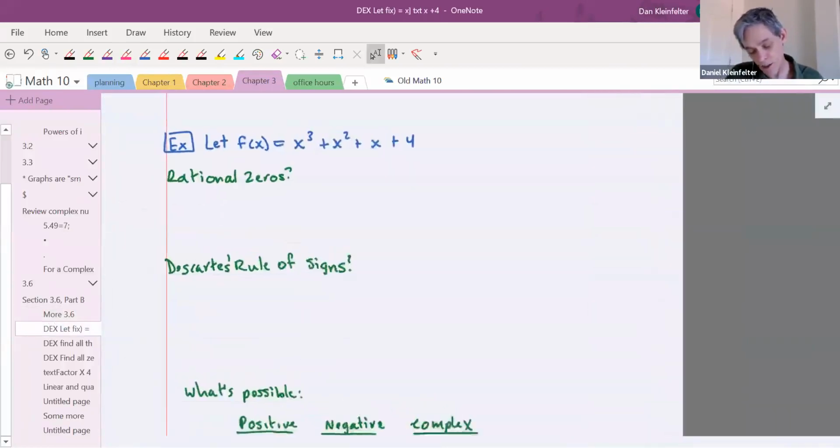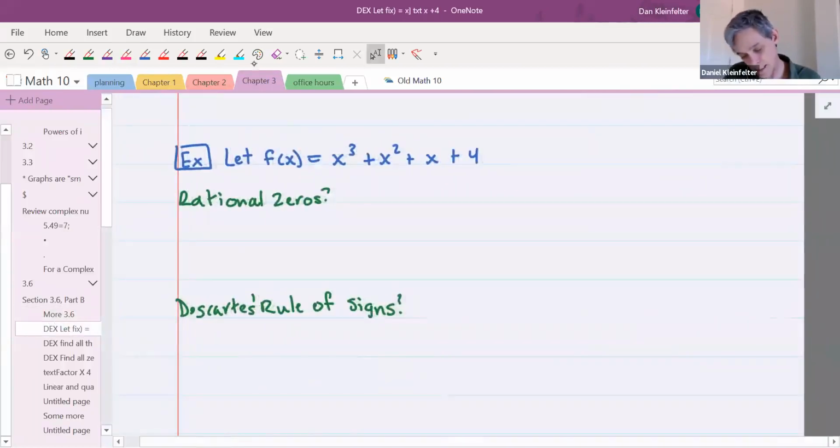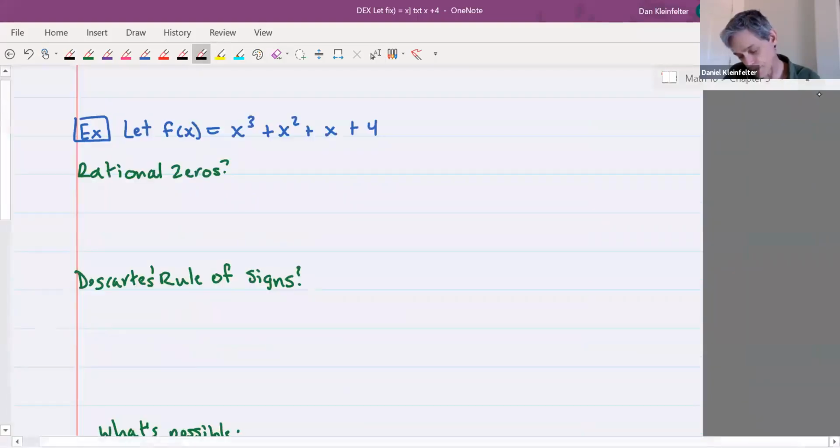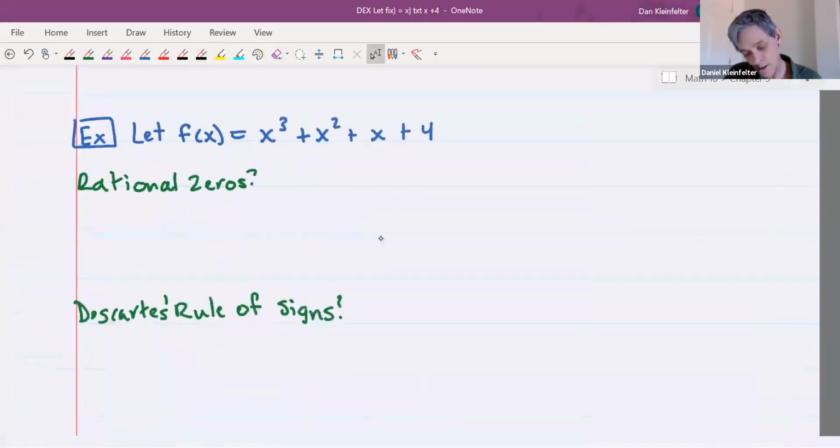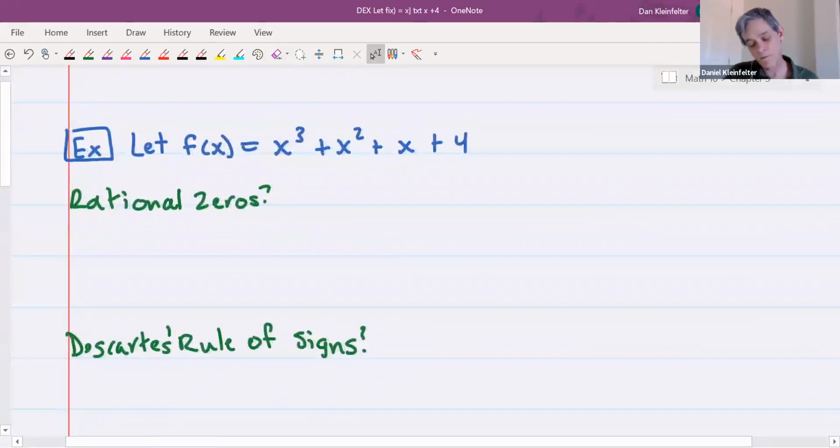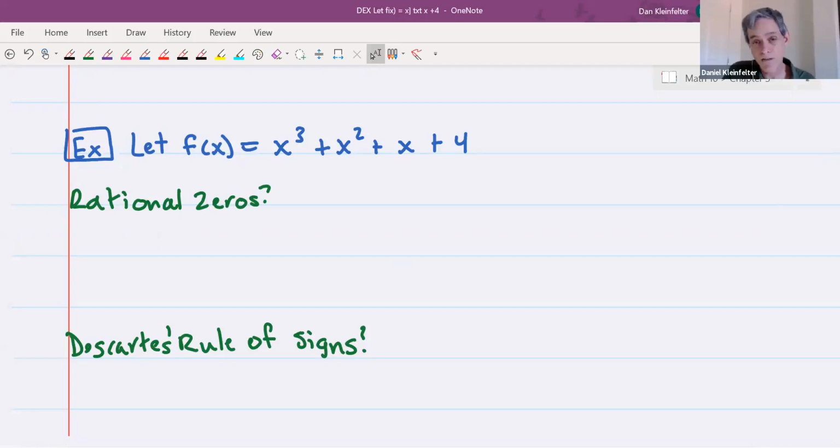All right, so let's take a look and see what we have here. Okay, so we have this polynomial. We want to figure out how many rational zeros or what rational zeros are possible. We'll see what kind of information we get out of Descartes' rule of signs, and then we'll go from there.